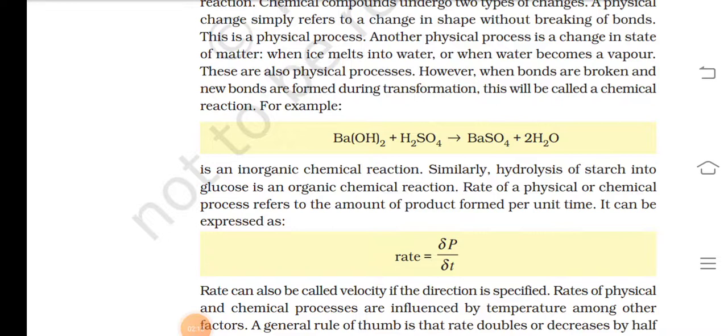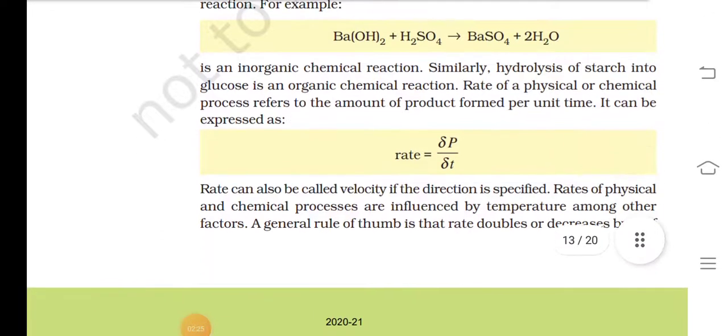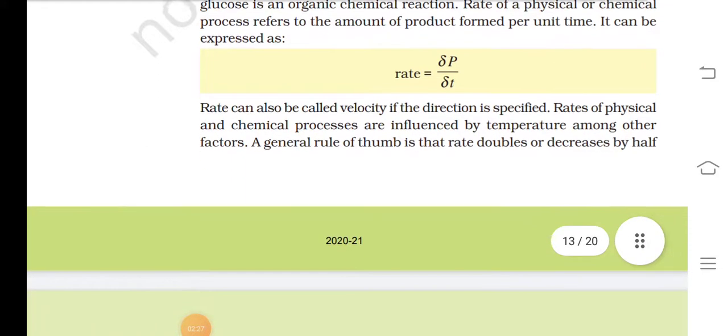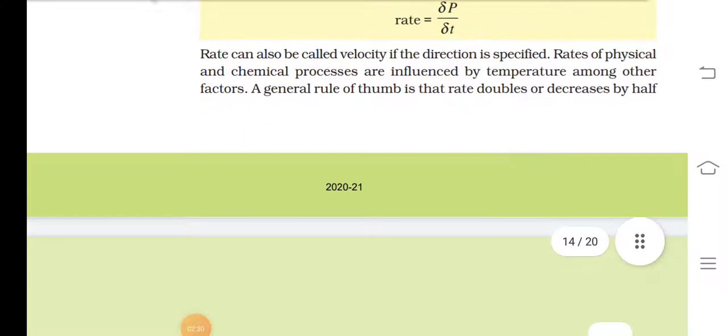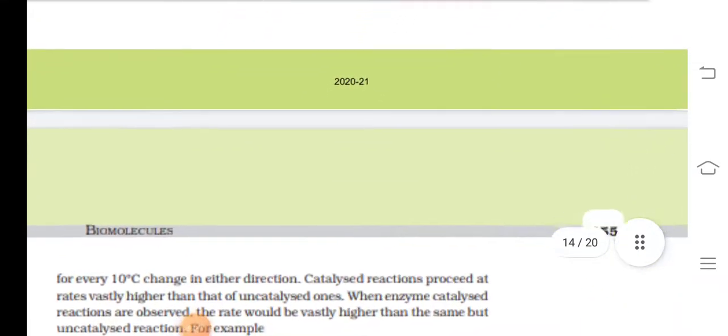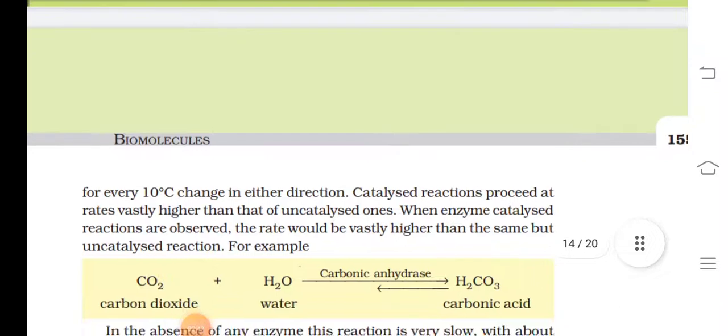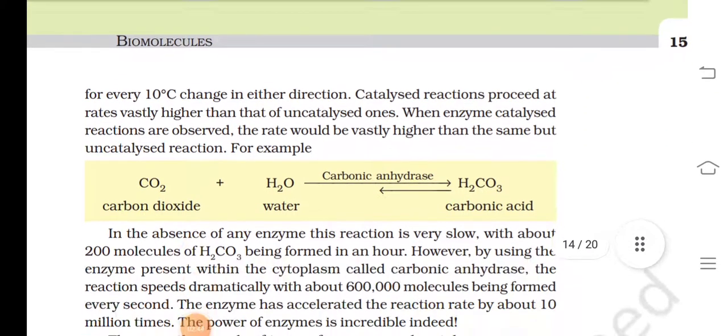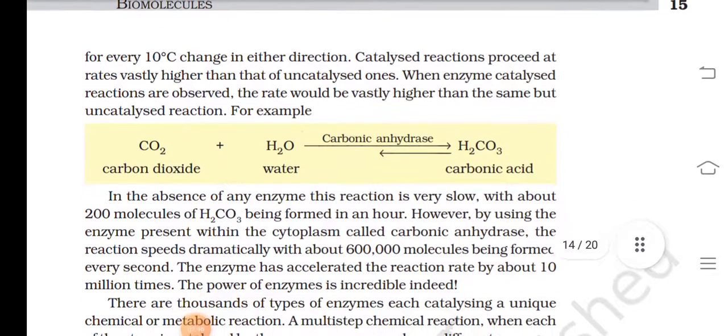The rate of a physical or chemical process refers to the amount of product formed per unit time. It can be expressed as a rate, which can also be called velocity if the direction is specified. Rates of physical and chemical processes are influenced by temperature, among other factors. A general rule of thumb is that the rate doubles or decreases by half for every 10 degrees Celsius change in either direction. Catalyzed reactions proceed at rates vastly higher than those of uncatalyzed ones.